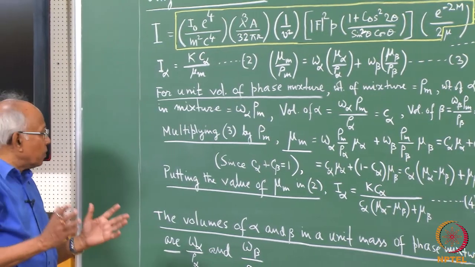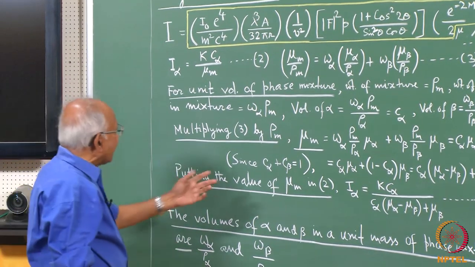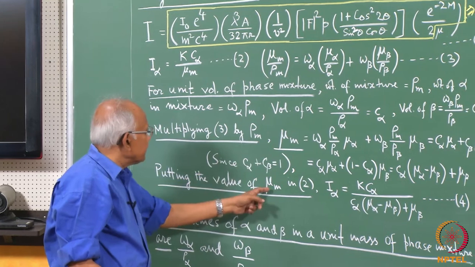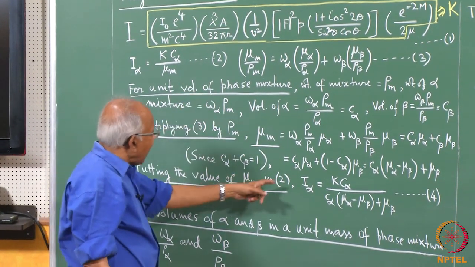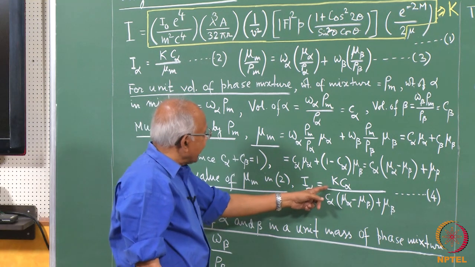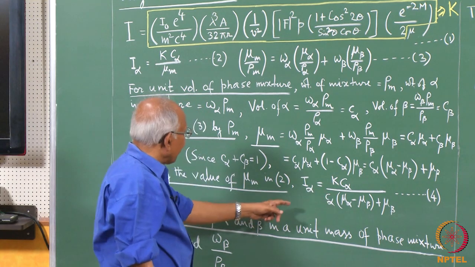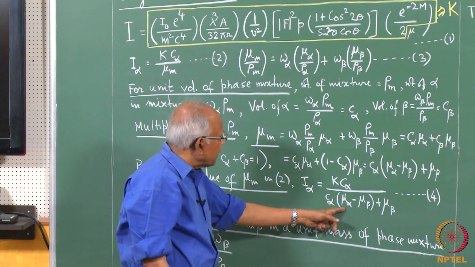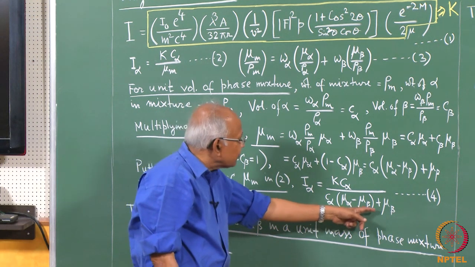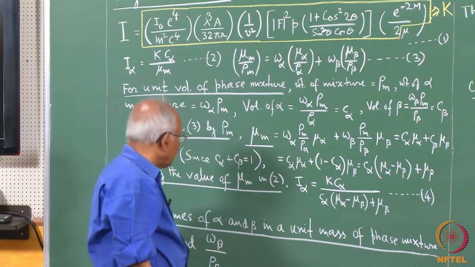Now if we put this value of mu m in equation 2 over here, we get I alpha equal to K C alpha divided by C alpha into mu alpha minus mu beta plus mu beta. This is our equation 4.